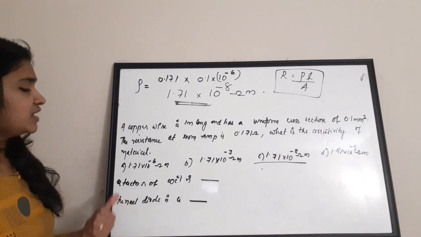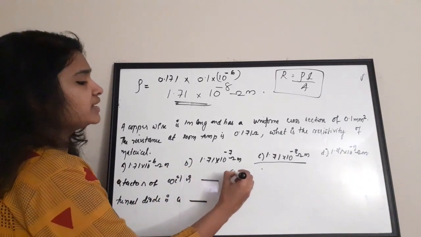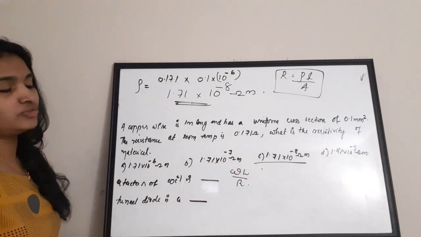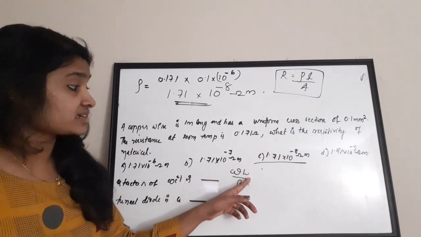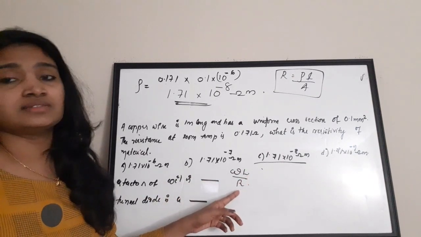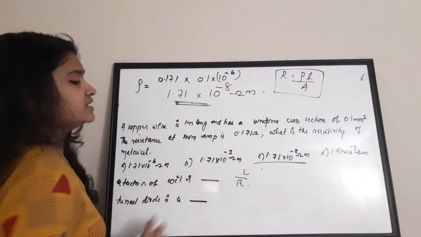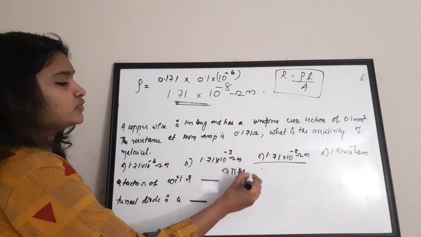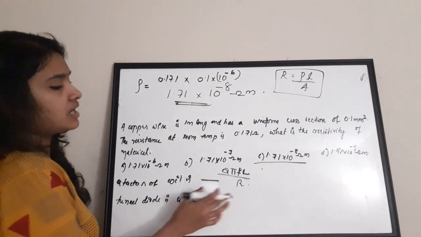Next question. Q factor of a coil is dash. It is omega into L by R. Omega is the angular frequency, L is the inductance of the coil, and R is the resistance. If the option is given as 2 into pi into f, then this is how you represent it: 2 pi f into L by R.